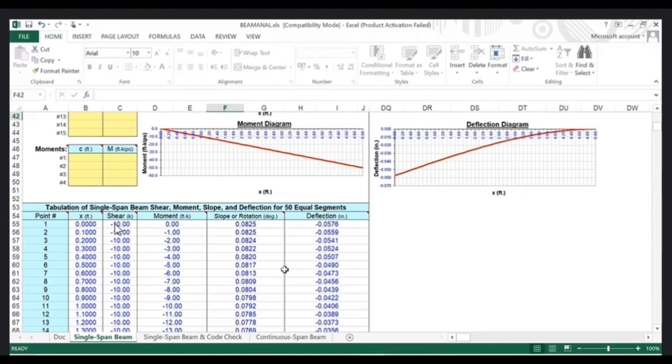As per our requirement, we can increase or decrease the segment. So here we use the 50 segments. So if we have only requirement of the 10 segment, then we can decrease these segments easily.